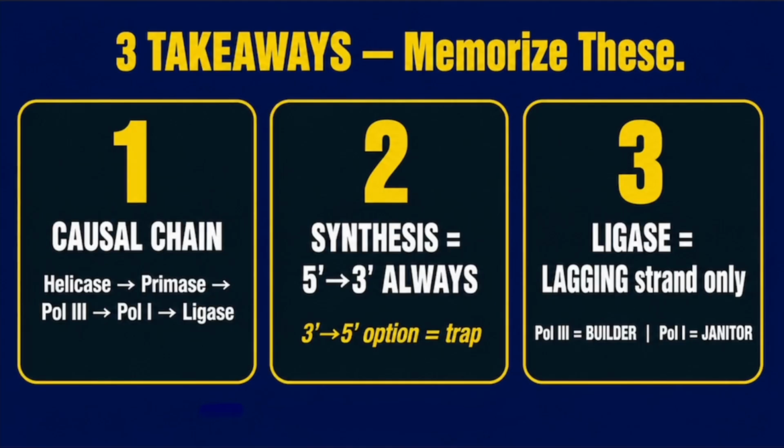Now a quick recap. 3 things you must remember. 1. The causal chain. Helicase opens, primase primes, polymerase III builds, polymerase I cleans, and ligase seals. Number 2. DNA synthesis always occurs in 5' to 3' direction. And number 3. Ligase joins Okazaki fragments on the lagging strand.